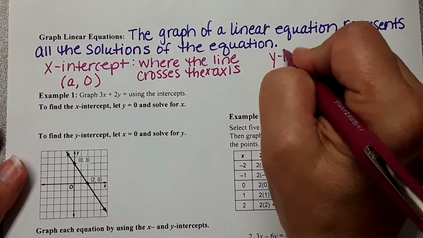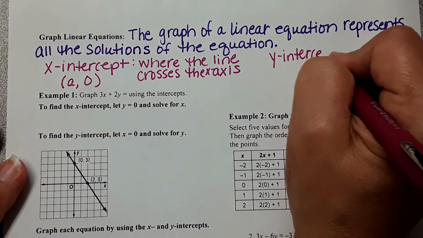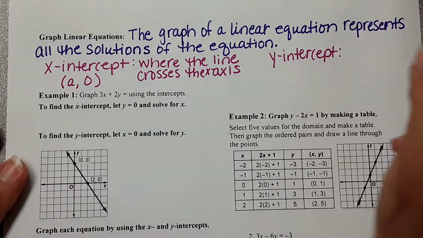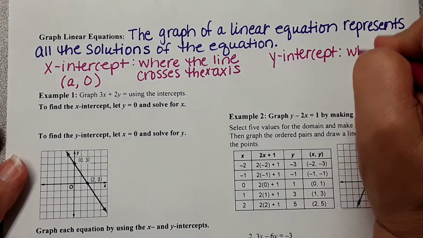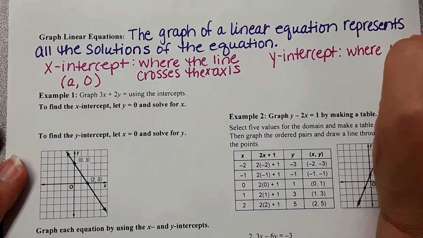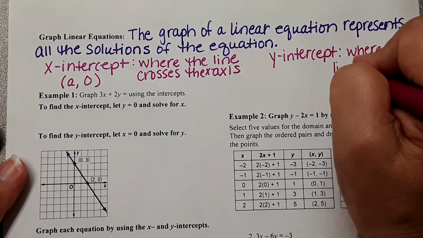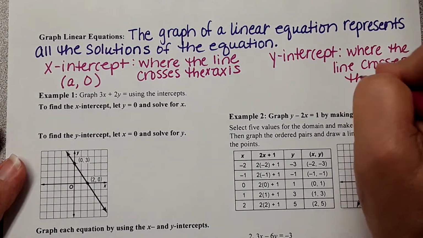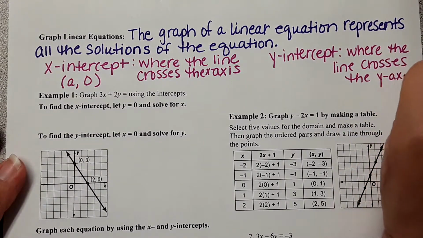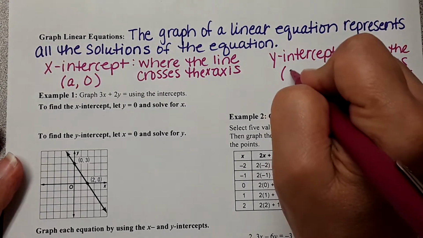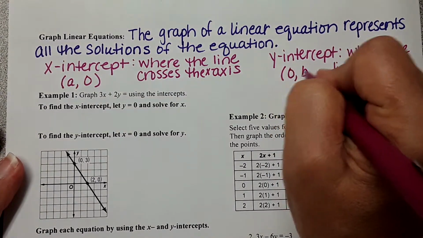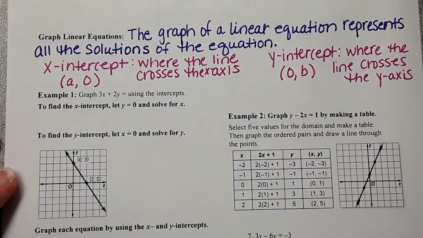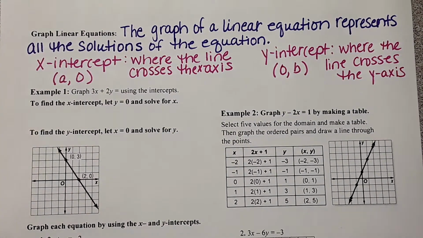Then the y-intercept is where the line crosses the y-axis. And that looks like (0, b). So the 2 points that we're going to focus on are the x-intercept and the y-intercept.